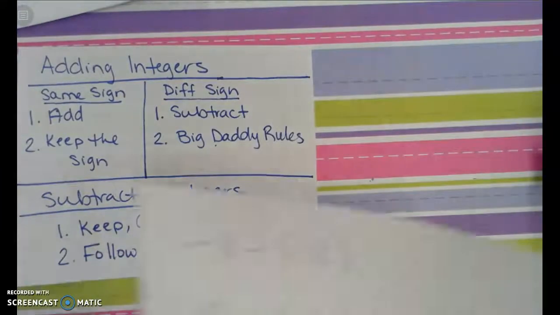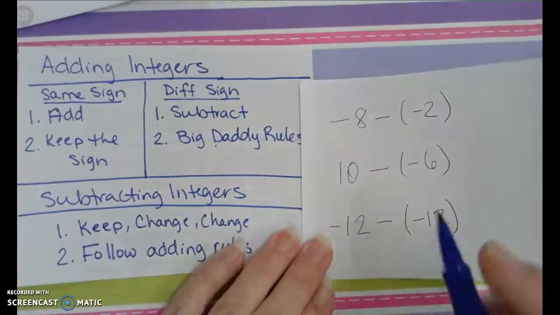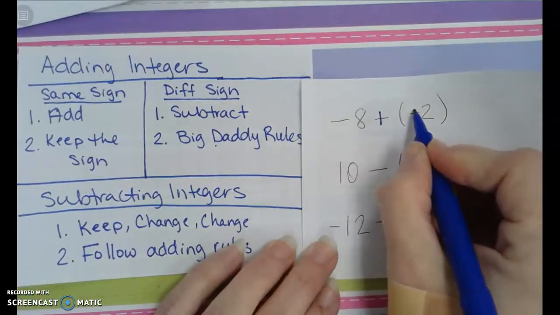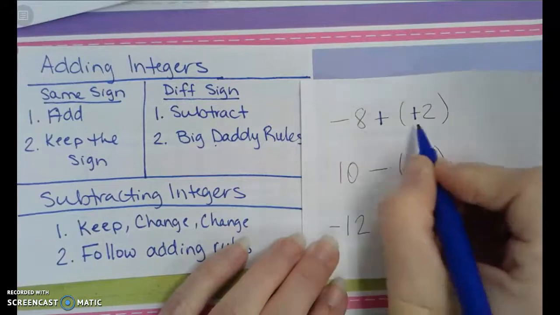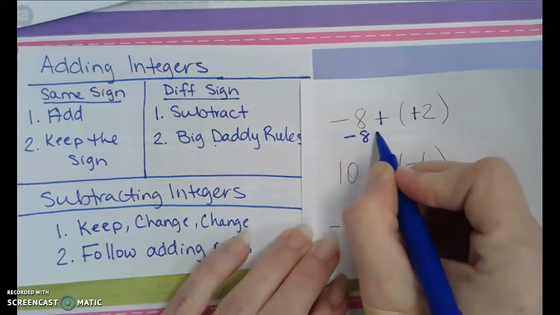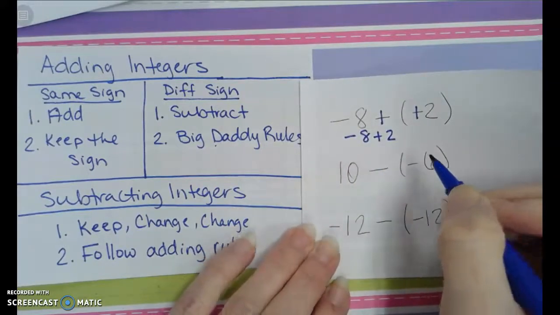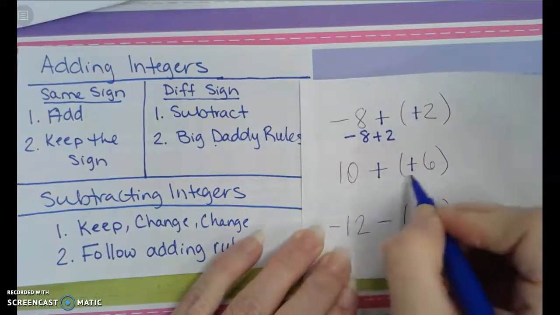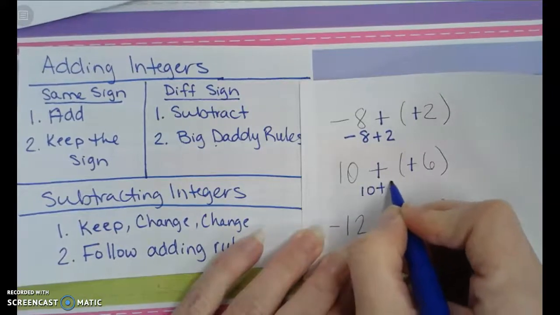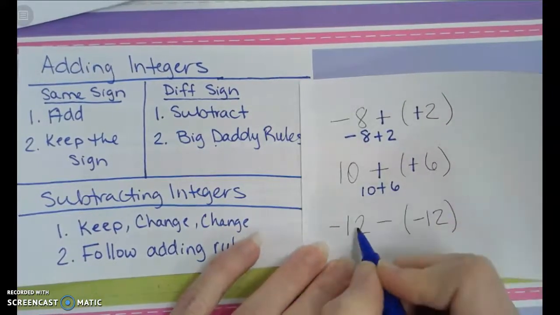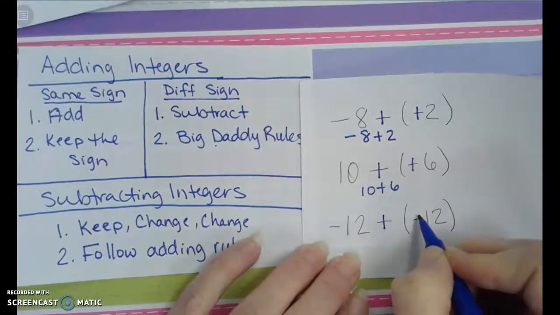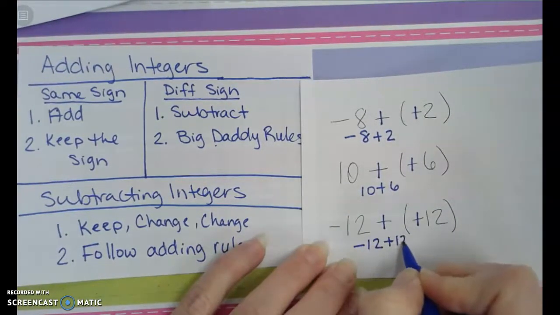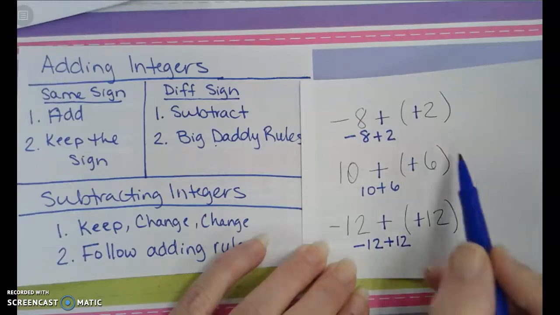So again, real quickly, keep, change, change. So keep, change, and then the opposite of negative is a positive. So now this really reads negative 8 plus 2. Keep, change, change. That really reads 10 plus 6. Keep, change, change. Now we've really got negative 12 plus 12. Okay? And so if we go back, that's how we switch them.